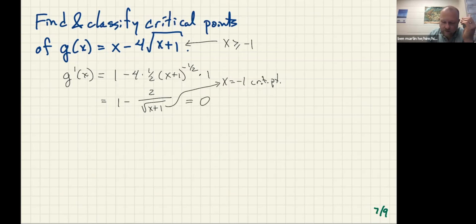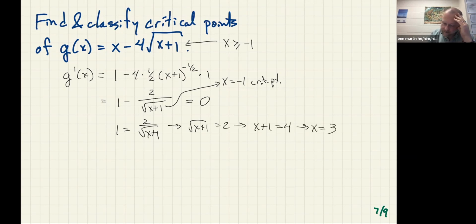We'll have to set this equal to 0 and see what happens. That would mean that we have 1 being equal to 2 over the square root of x plus 1. You cross multiply, and the square root of x plus 1 equals 2. That says you need x plus 1 to be 4, which is saying that x needs to be equal to 3. So these are our 2 critical points. So we think about our number line here. The one that's farthest to the left is -1. The one that's farthest to the right is 3.